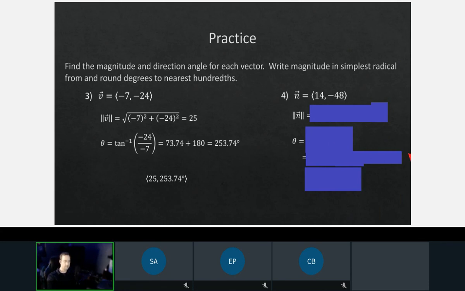So go ahead and chat, write the final answer. Kind of curious. So everyone got the magnitude right as 50. Nice job. There's a disagreement on the angle though. So you always need to check your quadrant. Always got to check the quadrant.